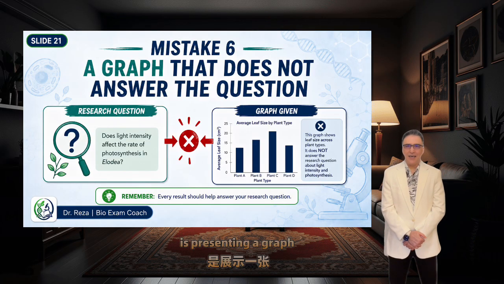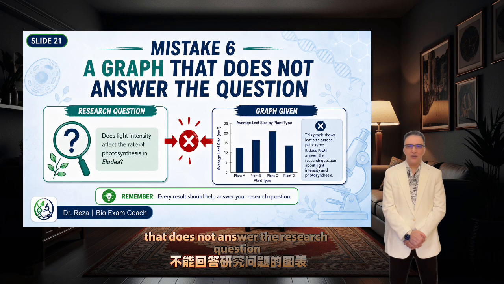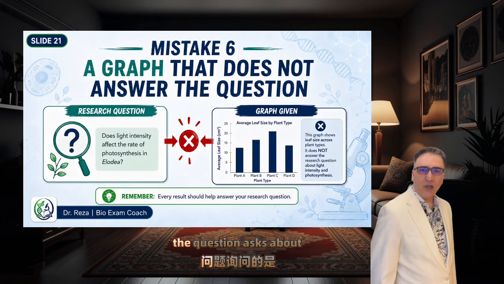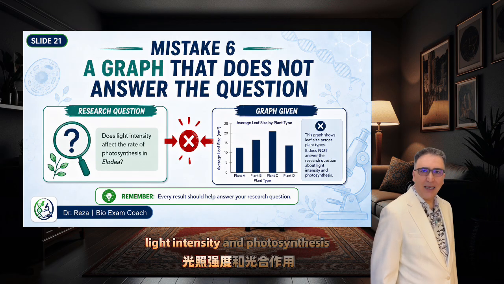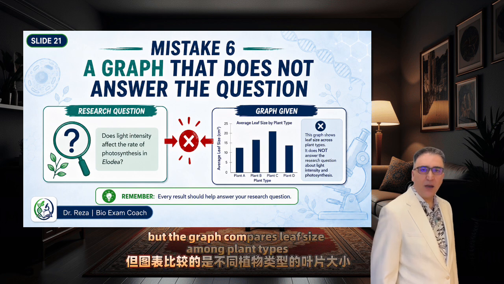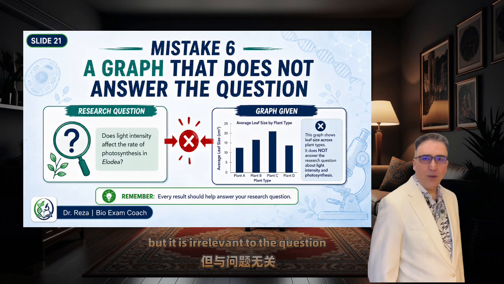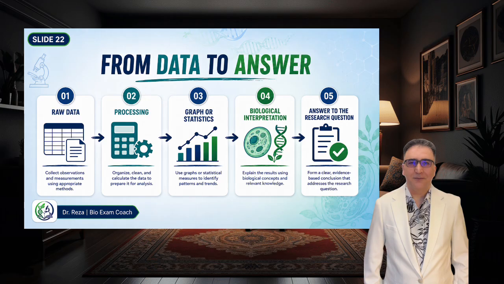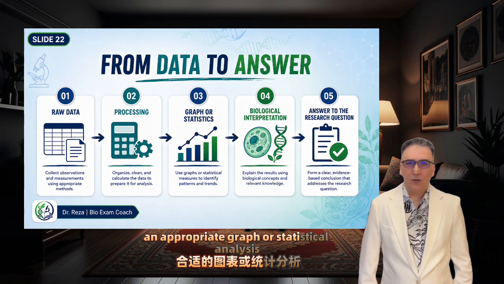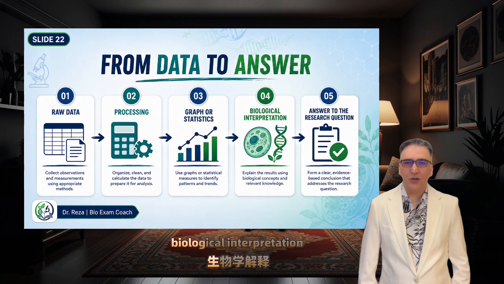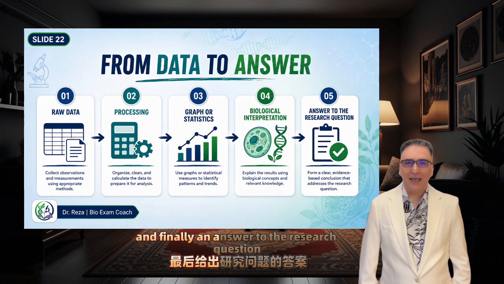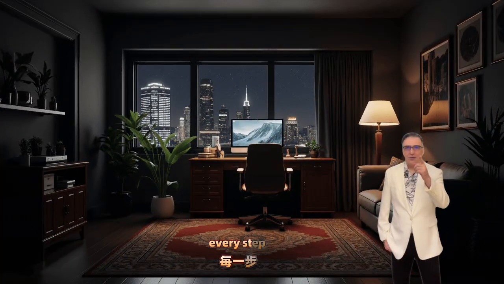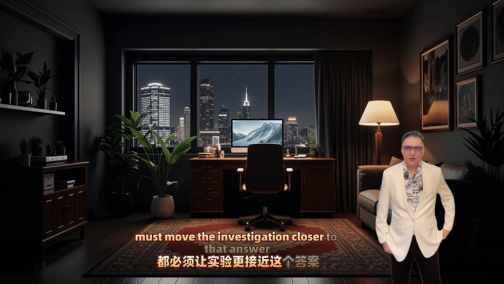Mistake number 6 is presenting a graph that does not answer the research question. In this example, the question asks about light intensity and photosynthesis, but the graph compares leaf size among plant types. The graph may be correctly drawn, but it is irrelevant to the question. Your analysis should follow a clear pathway: raw data, processing, an appropriate graph or a statistical analysis, biological interpretation, and finally, an answer to the research question. Every step must move the investigation closer to that answer.